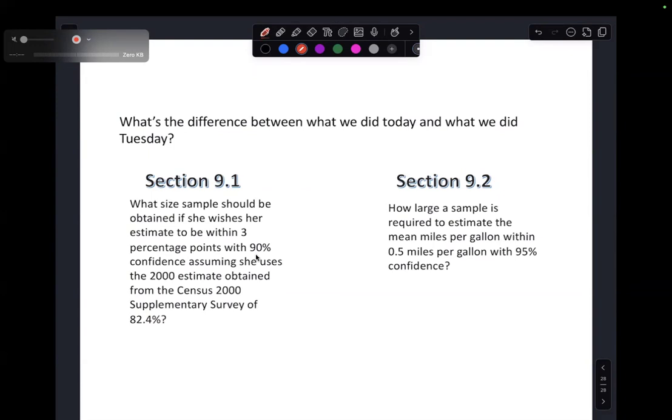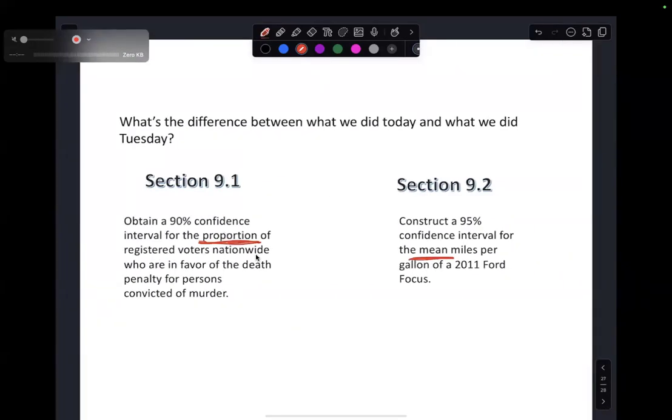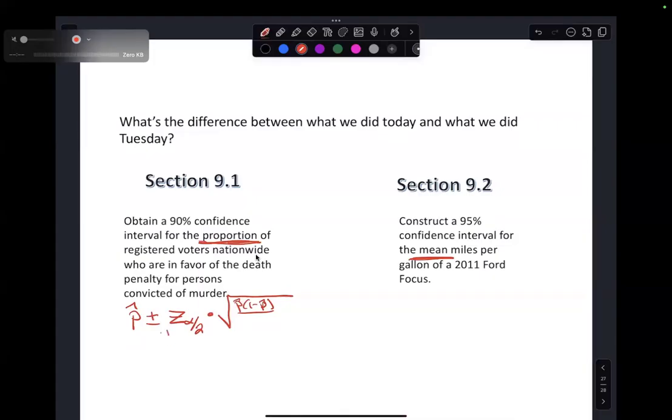The math is on that other sheet that I showed you guys on Tuesday, the sheet that shows you the different formulas. But I could put them here. So for the proportion, I would do p hat plus or minus my z sub alpha divided by 2 times the square root of p hat times 1 minus p hat divided by n. This right here is the margin of error.